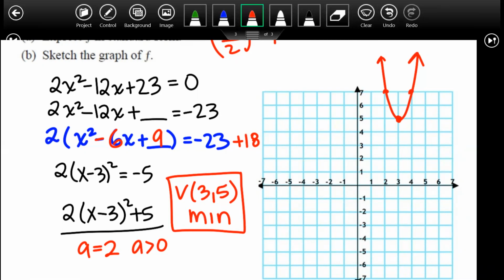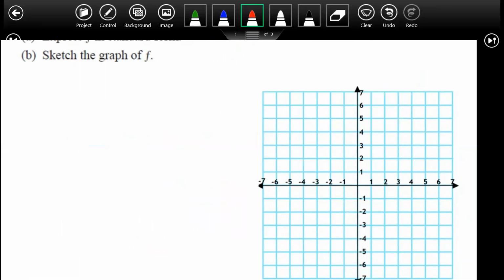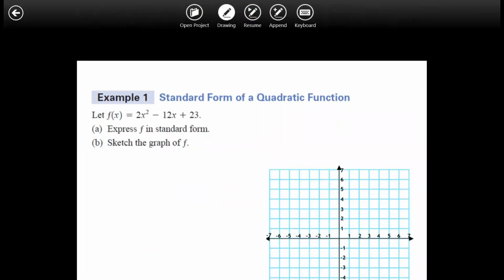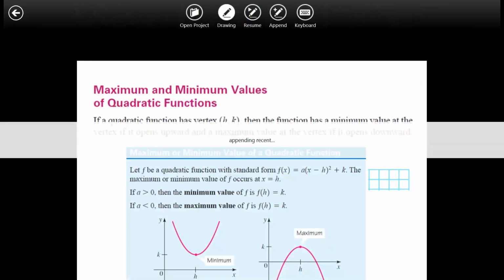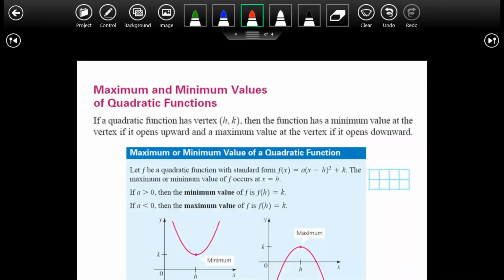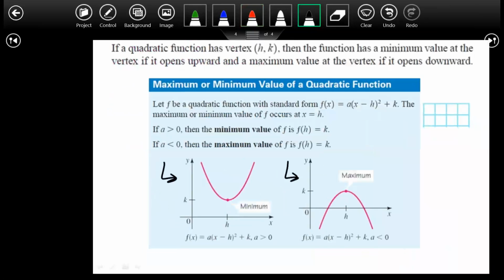Okay, here we go. Let's look at the next part of this. This is a reduced version of it. All I want you guys to do is just copy down the graphs, because everything else you already have. So just copy down those 2 graphs. Basically, it's telling you that you have a minimum when A is greater than 0, and a maximum when A is less than 0. That's all I want you to write down for that. And it pretty much tells you the quadratic function for those.